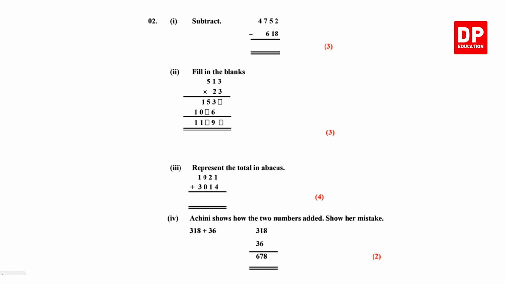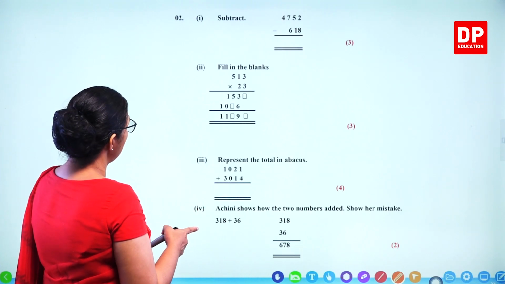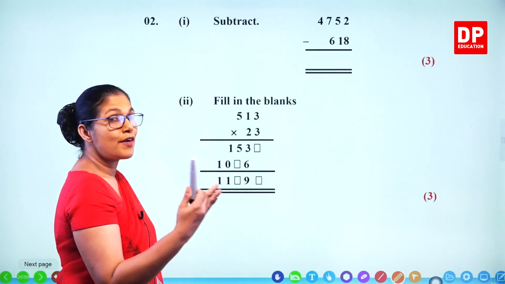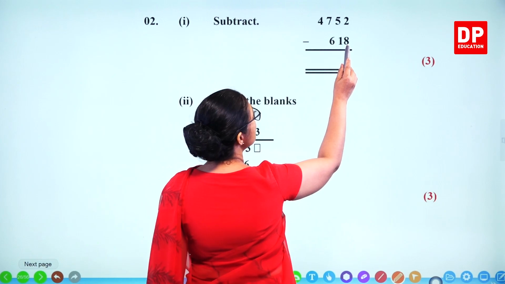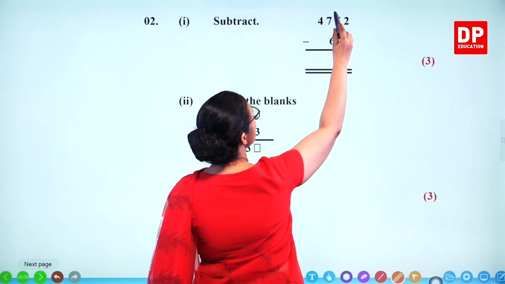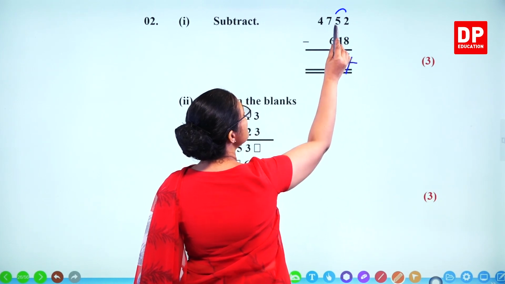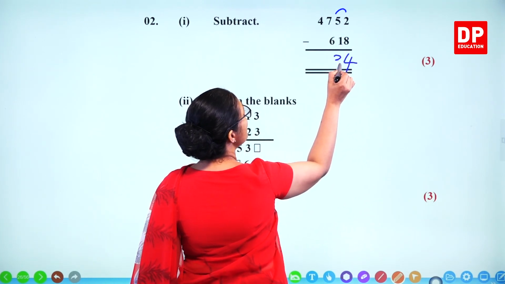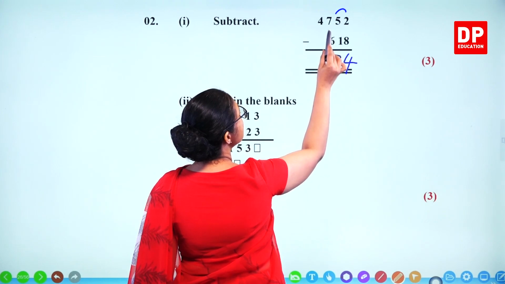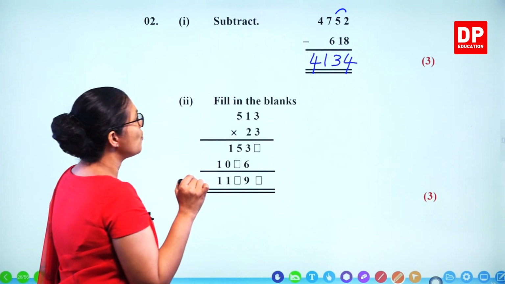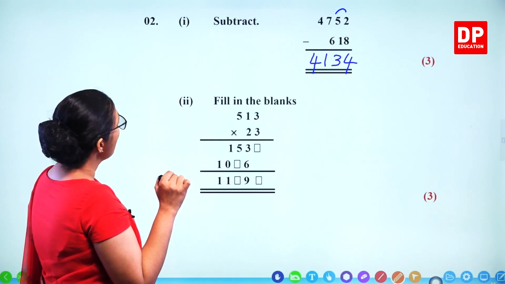Question number 2, you get 4 parts. Subtract. So you have to start from the right hand side. Can you subtract 8 from 2? You can't. So you have to take 1 from here. 12 minus 8, 4. So this becomes 4. 4 minus 1, 3. Then here 7 minus 6 is 1, 4. So 4134.